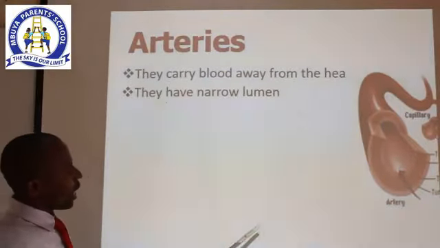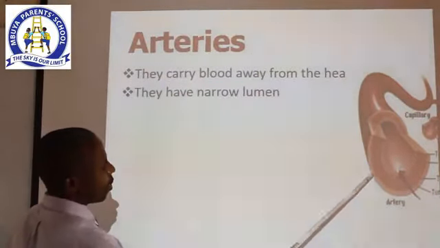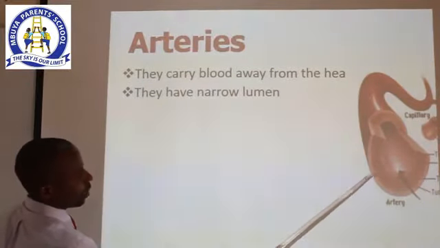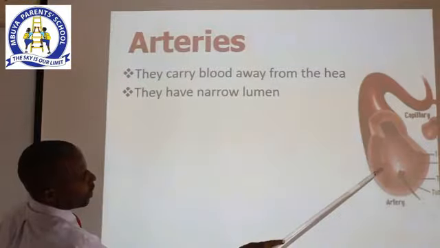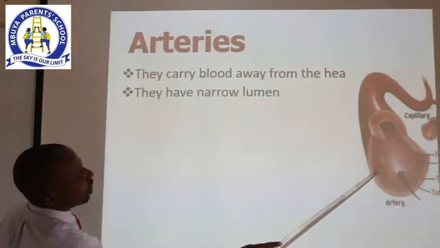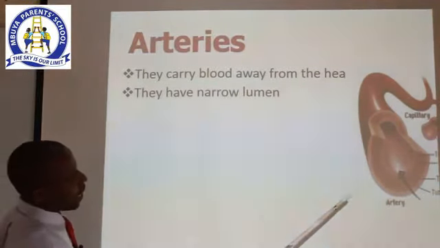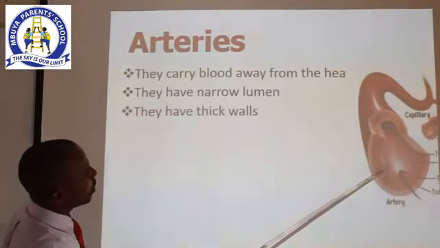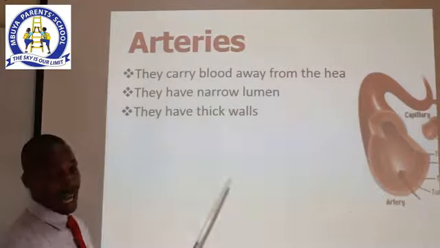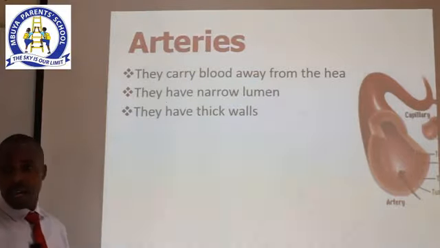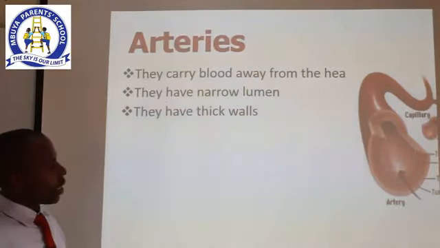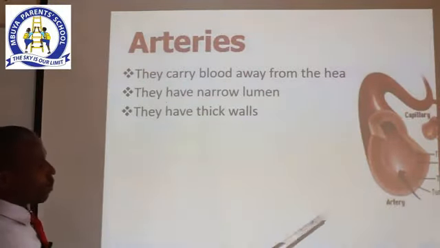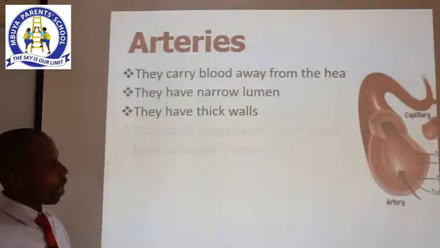Let us look at the thickness of the muscles here. This is the part we are talking about. These are the walls. Now we find that the arteries have thick walls. They have these thick walls because these arteries carry blood at a higher pressure. So another thing we can say is that arteries carry blood at a higher pressure.